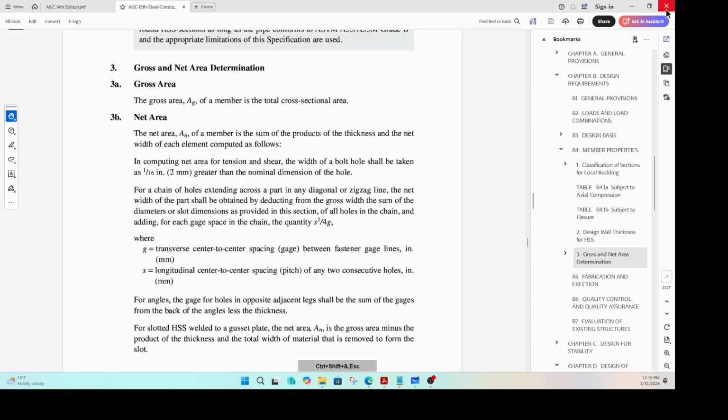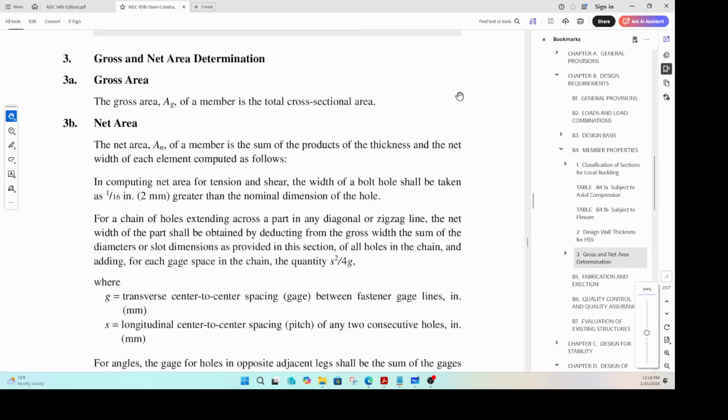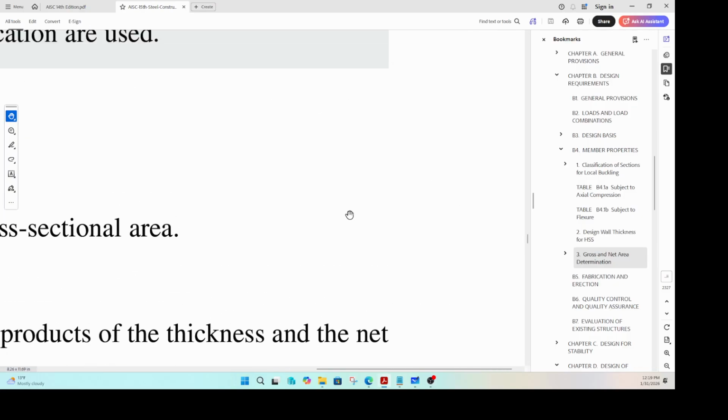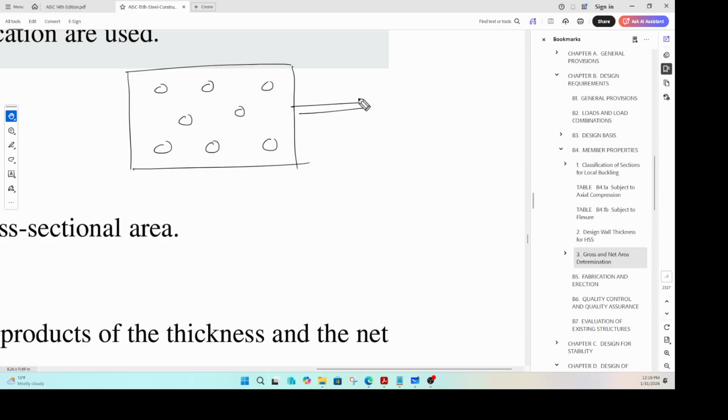Again, just to be clear, let's say you have holes like that. This is your plate, and this plate is subjected to tension. We are talking about two different paths. The first path is like that.